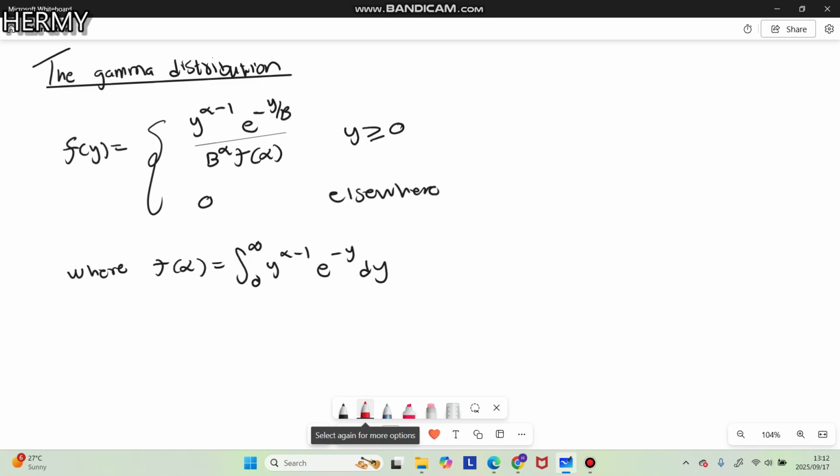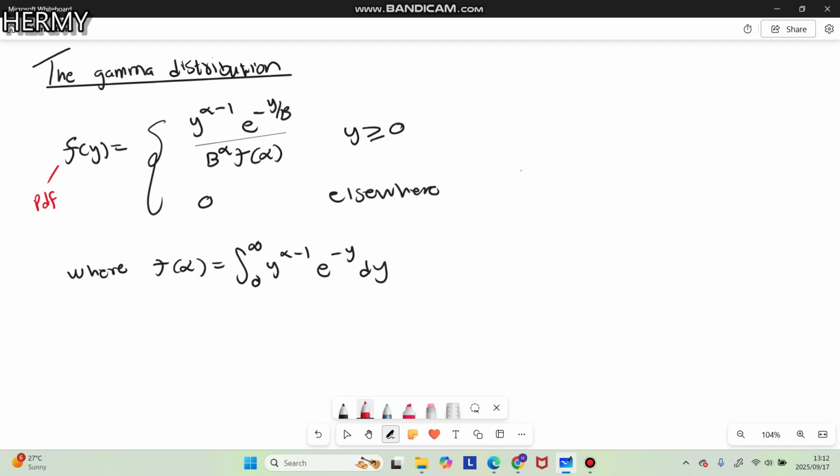Today we'll be talking about the gamma distribution. So the gamma distribution, here's the density function. This is the PDF, the probability density function, of a gamma distribution. It says y to the power alpha minus 1, e to the power negative y over beta, then beta to the alpha, then gamma of alpha, where that gamma of alpha is represented by this integral.